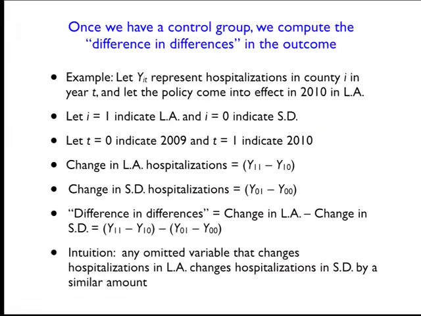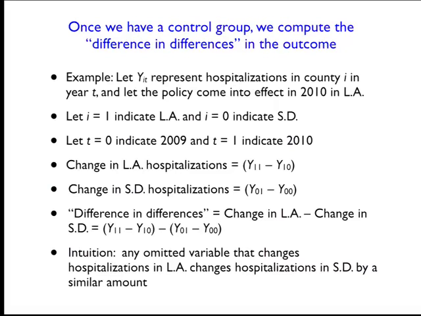And the intuition, I think, is hopefully pretty simple, which is that you're basically just going to net out the omitted variables bias by subtracting off this change in hospitalizations in San Diego. So we're looking at the change in hospitalizations in San Diego during the period at which the treatment is turning on, right? So we know the treatment doesn't actually have an impact on hospitalizations in San Diego, because it's not coming into effect in San Diego.